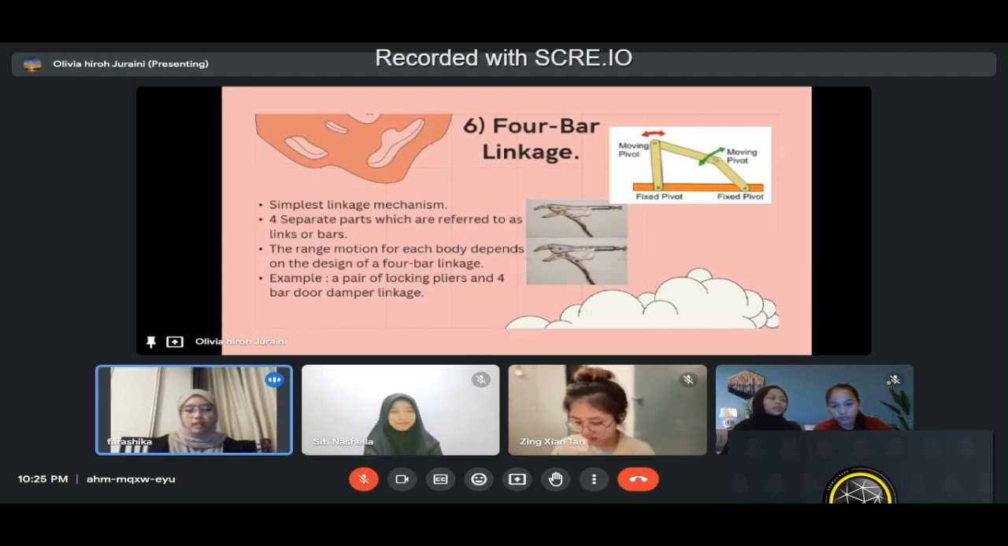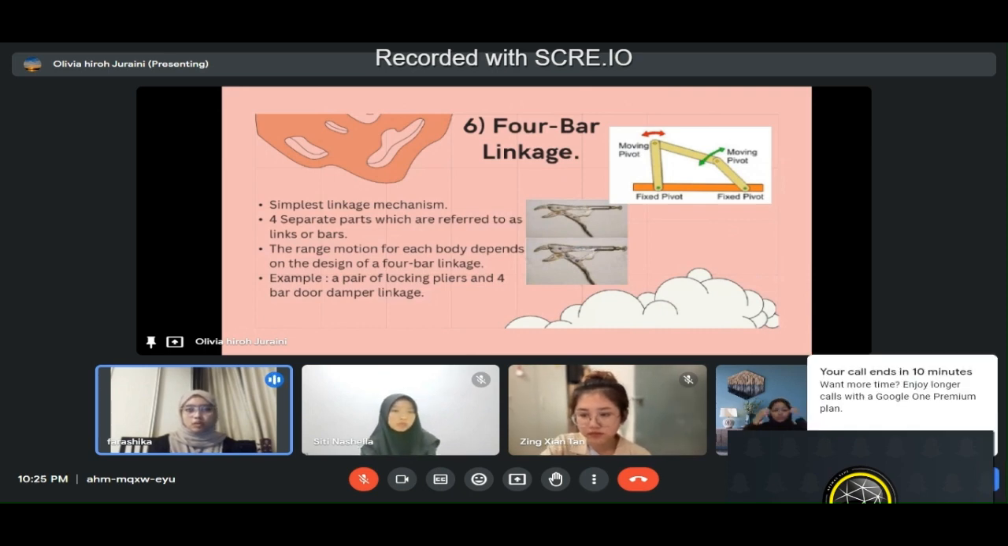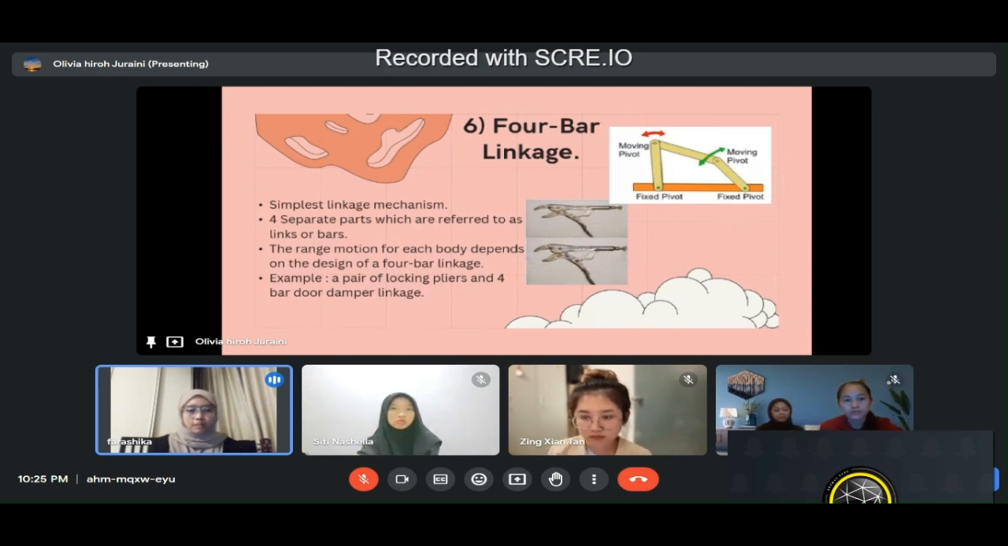And lastly is the four-bar linkage. It is a simple linkage mechanism which has four separate parts referred to as links or bars. The range of motion for each body depends on the design of the four-bar linkage. For example, a pair of locking pliers, and a four-bar door damper linkage.